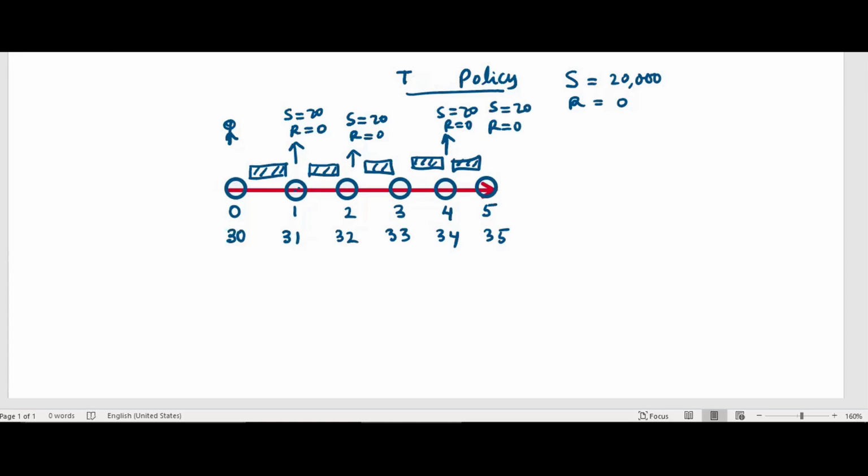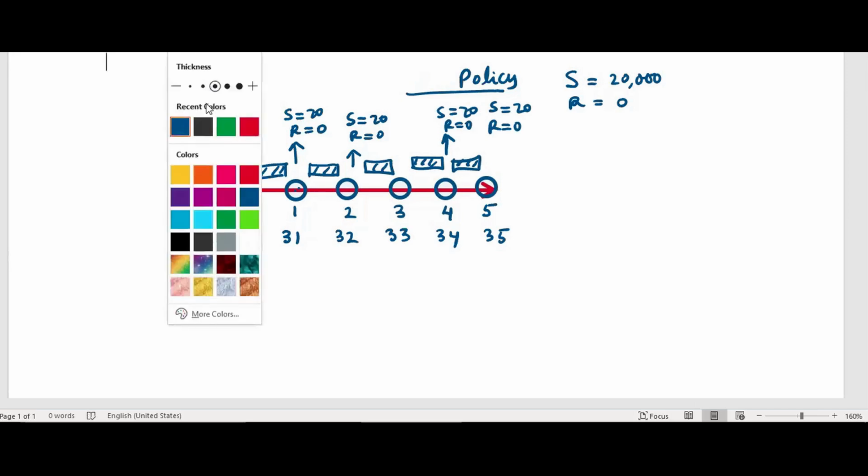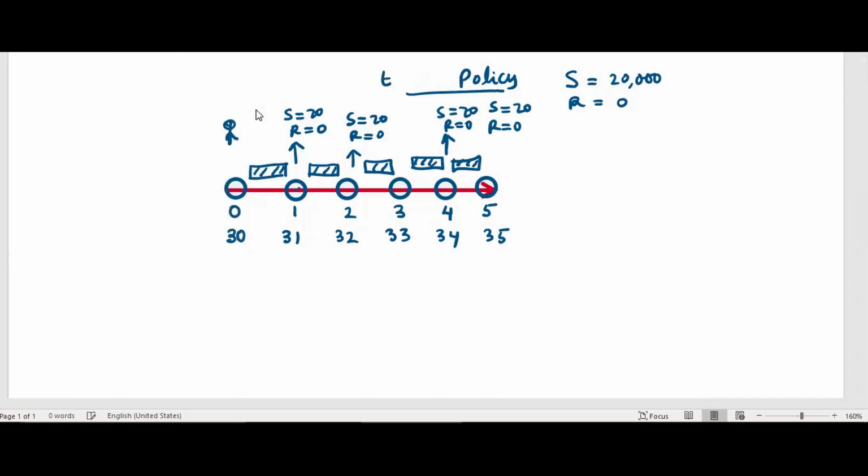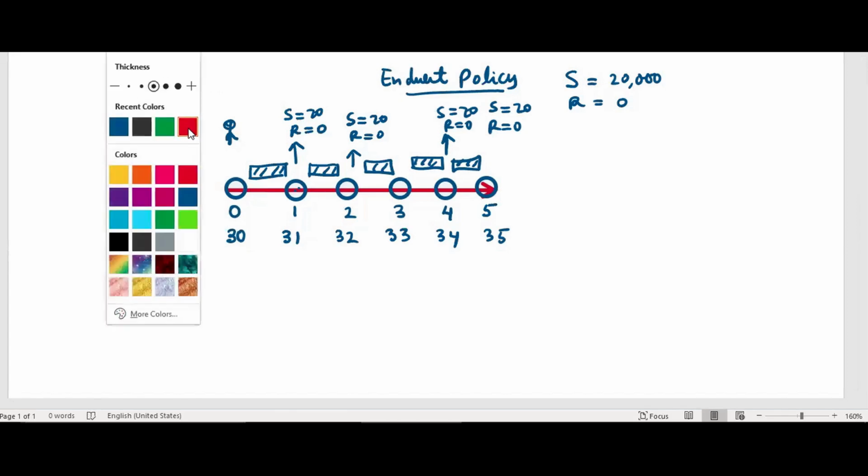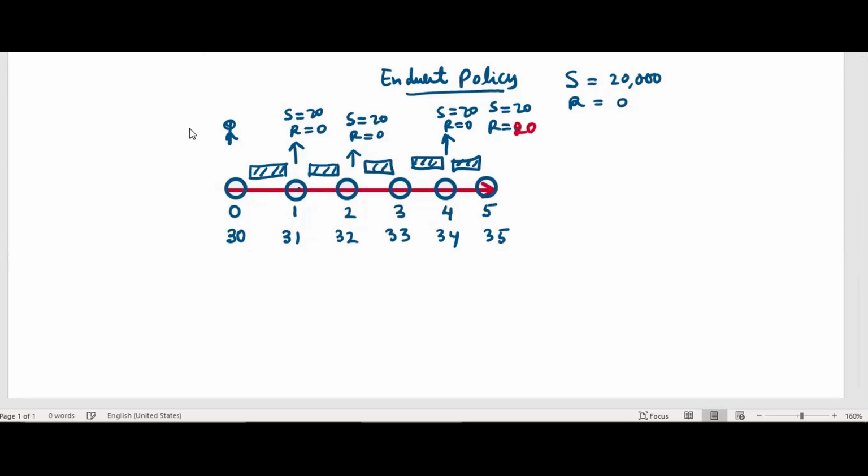If I change it to endowment, suppose in place of term, I write endowment. Then what will happen? The same thing will be there. This one you need to replace by 20, that's all. Because R is 0 anyway. The endowment benefit will be paid only during the last year. If the person survives to the end of the year, then S is there, R is there, both are there. Okay. So both will come.